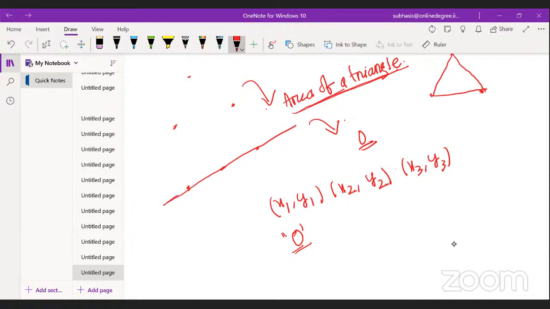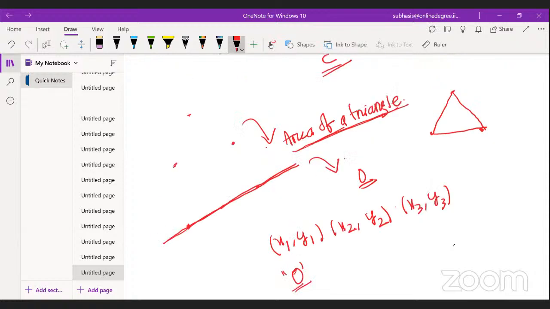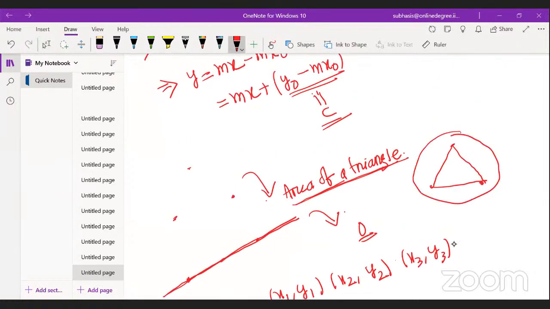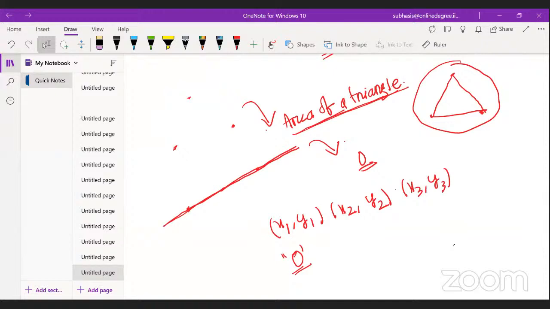This is not a triangle, this is a line. This is a triangle. So if you have a triangle, then definitely you will get a positive area. If the 3 points are collinear, then the area has to be 0. You don't have any other choice. So by applying this formula of the area of the triangle, you can say whether these 3 points are collinear or not. Okay, sir. Got it. Thank you.